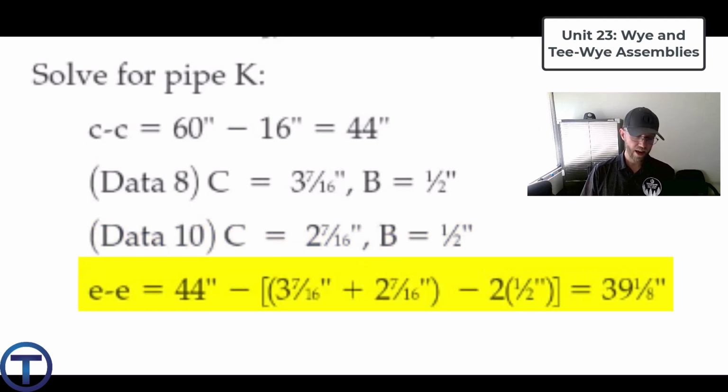Let's run the math. End to end equals 44 minus, in brackets, 3 7/16 plus 2 7/16 minus 2 times 1/2, in brackets. Crunch that all out. They're just speeding this up for us, and we're going to get 39 1/8.